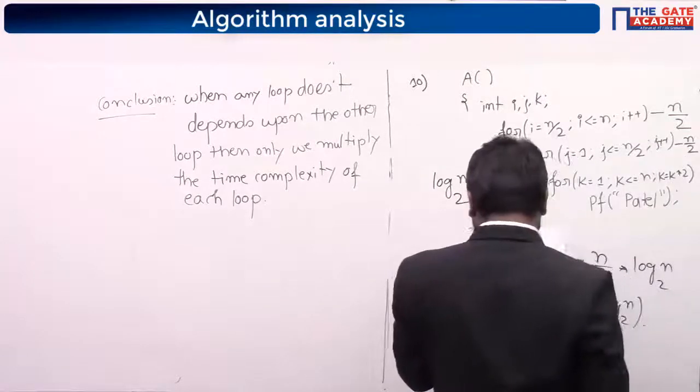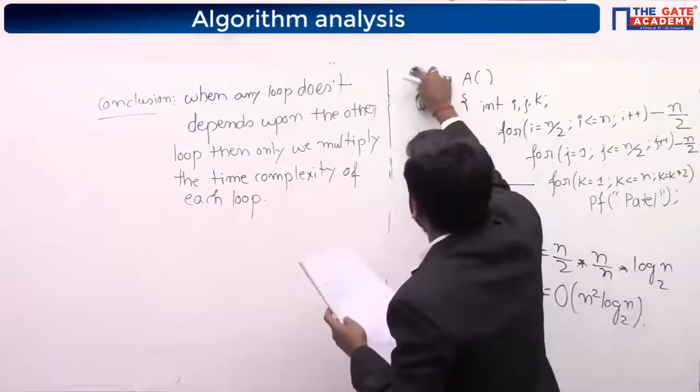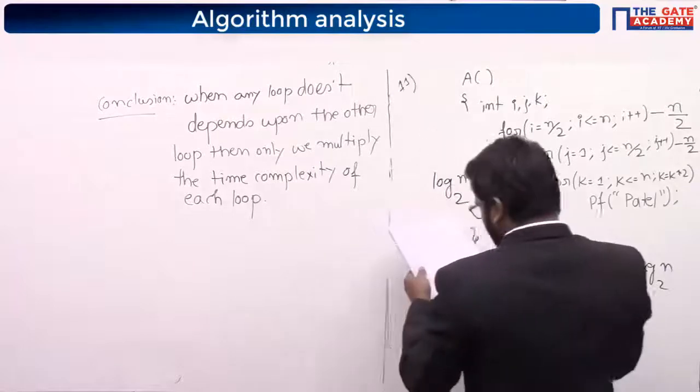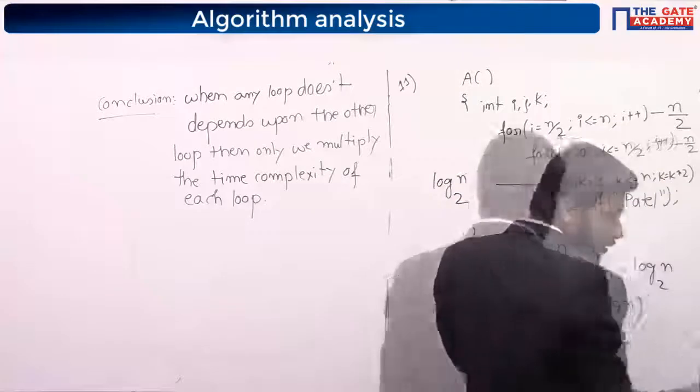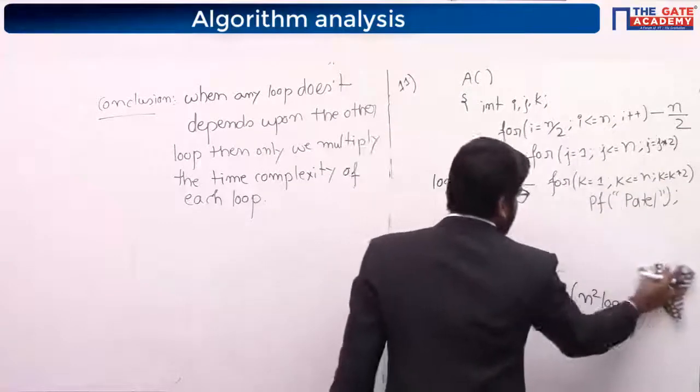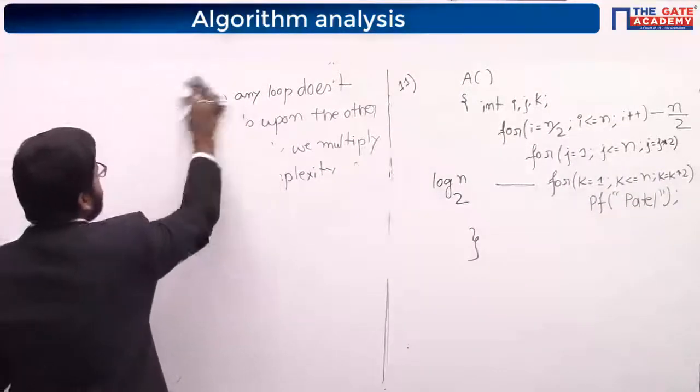For i, j: for (i = n/2; i < n; i++), for (j = 1; j < n; j = j*2). So now this is loop 11. What is the time complexity of this loop 11?